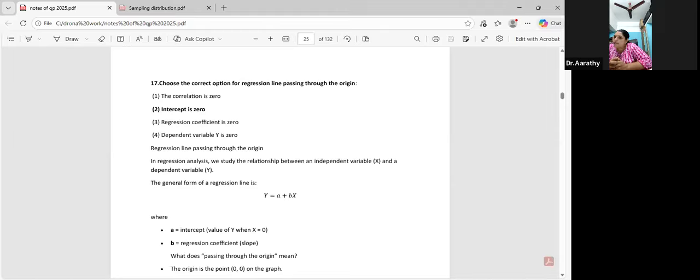Right, from that equation you can come to a conclusion that the value of the intercept will be 0, because y is already 0. B into 0 is again 0, right? Now, a is equal to y in the equation. The y value is 0, so a is also 0. So the option is intercept is 0. The other options are correlation is 0, regression coefficient is 0, dependent variable y is 0. So for the regression line passing through the origin, the most correct option is intercept is 0.